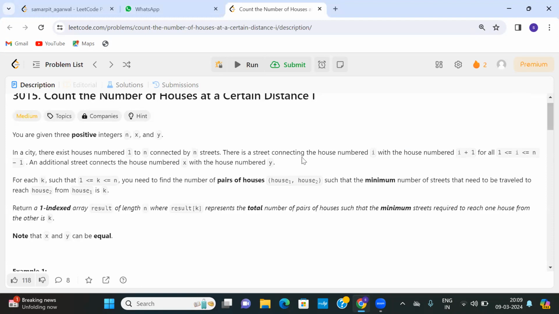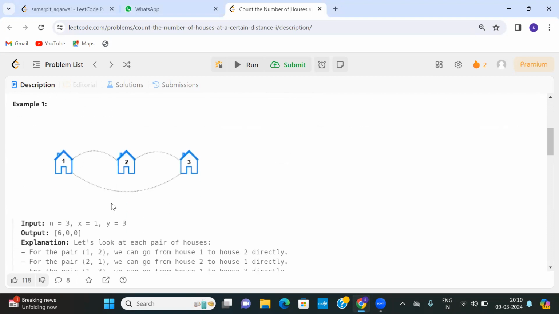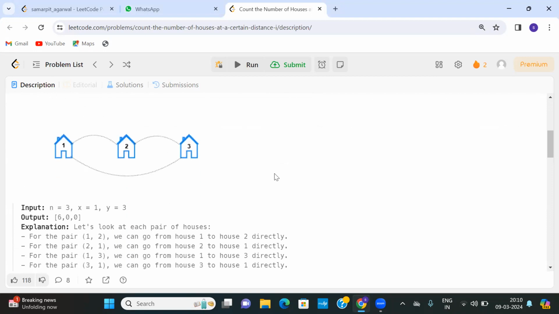So let me explain the question in short with the help of an example. The three values of n, x and y are provided to us. N is 3, x is 1 and y is 3 in this particular question. What does n mean? N denotes the number of houses. Since n equals 3, there are three houses, 1, 2 and 3.